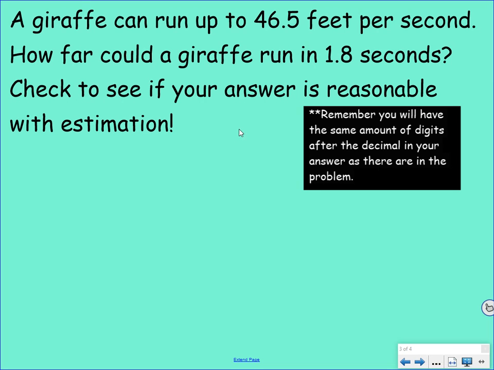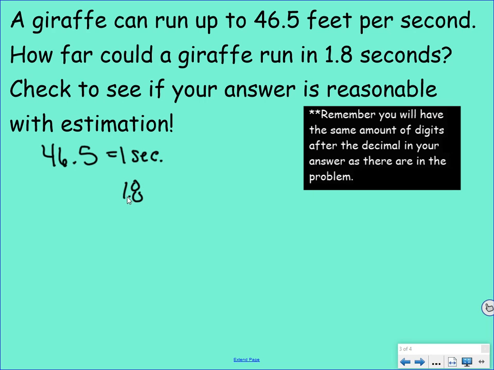Well, I see up here that it's telling me that a giraffe can run up to 46.5 feet per second. And these per seconds, that means in 1 second. So 46 and 5/10 in 1 second. Wow, that's crazy fast, I think. And how far could a giraffe run in 1 8/10 seconds?